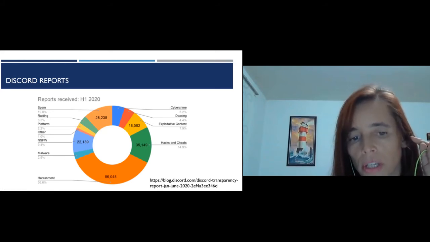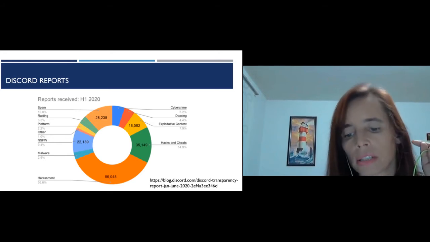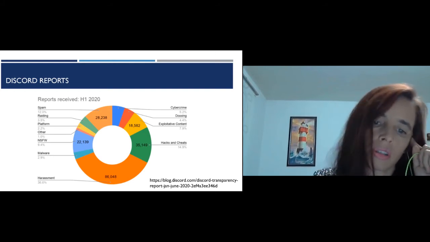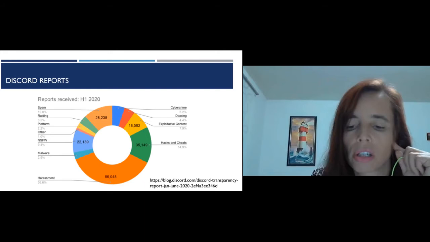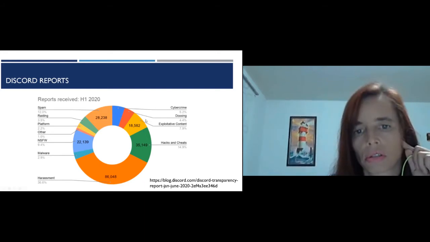But the problem is there are many, many reports regarding harassment. But yeah, there's only a small proportion which really result in action. So most of the accounts which are banned are because of all the other reasons, not because of hate speech.